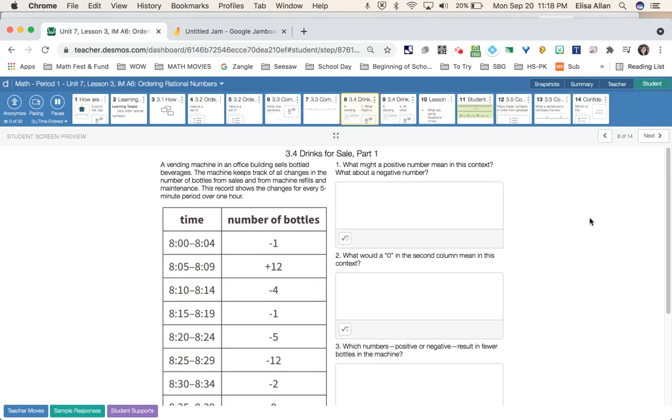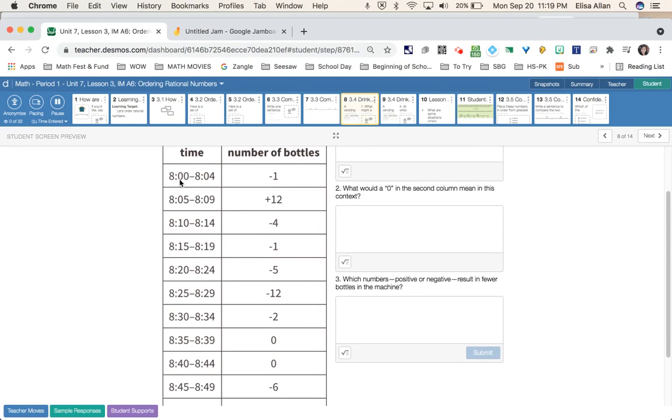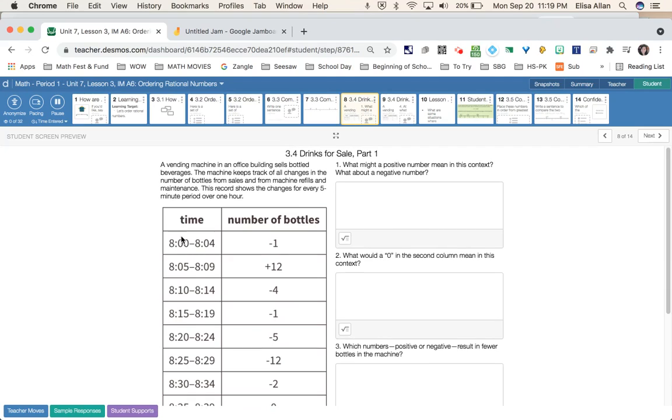Looking over at slide 8, we're looking at some drinks for sale. A vending machine in an office building sells bottled beverages. The machine keeps track of all the changes in the number of bottles from sales and from machine refills and maintenance. This record shows the changes for every 5-minute period over 1 hour. So here, for example, the time goes from 8 o'clock to 9 o'clock, well, almost 9 o'clock, so 8:59 would make us a full hour from 8 o'clock.